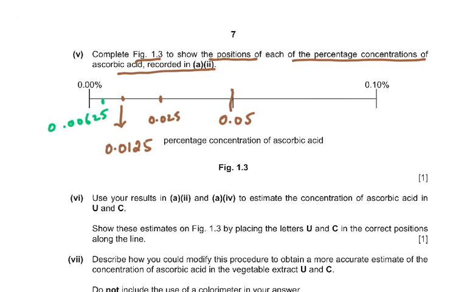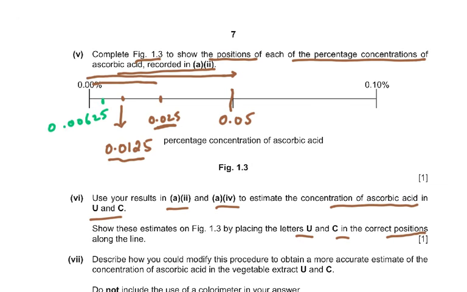Then you divide this line, from here to here, into half, and this would be 0.025. And then you divide this remaining portion into half, and it will be 0.0125, and then half of that would be 0.00625. You can do it with a ruler and do it very exactly. Now use your results in A2 and A4 to estimate the concentration of ascorbic acid in U and C. Show these estimates on figure 1.3 by placing the letters U and C in the correct positions along the line.